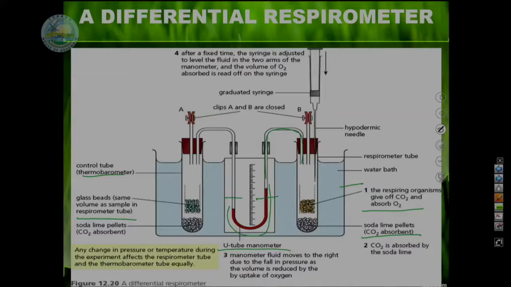So again, you must be able to draw and label or identify the different features of this entire apparatus, and be able to explain how it can be used to carry out an experiment to measure the uptake of oxygen by living organisms.